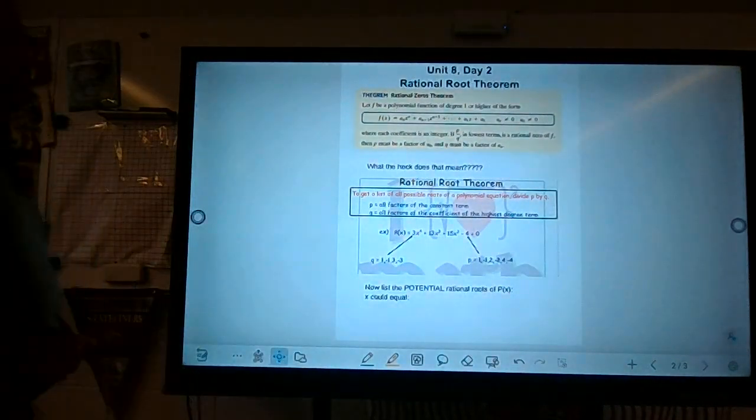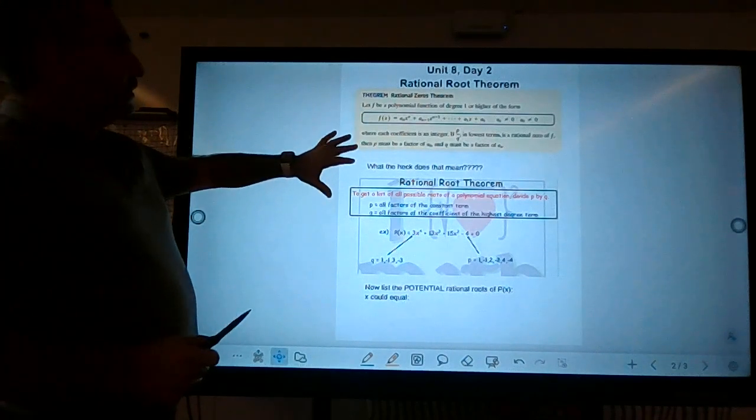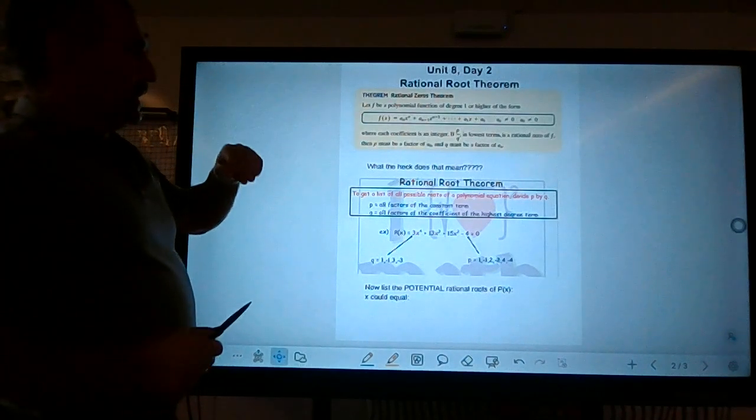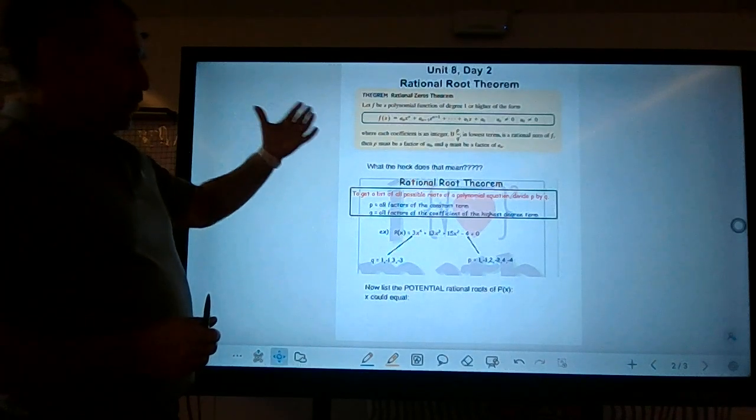All right, Unit 8, Day 2, the rational root theorem. So you look at all this on your papers. This looks kind of crazy, and it's the definition. And what does it mean, though?